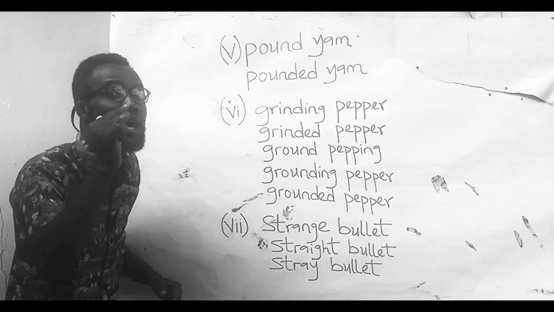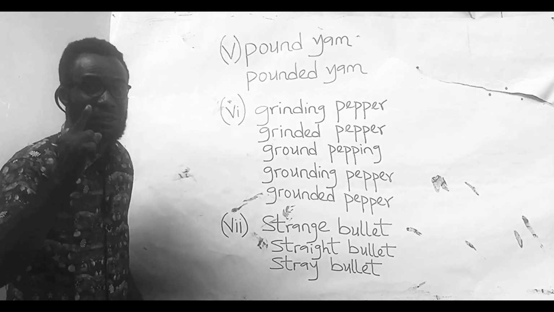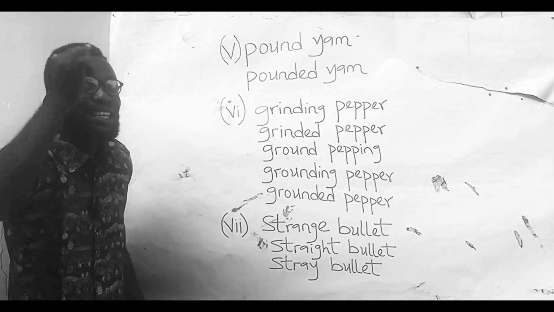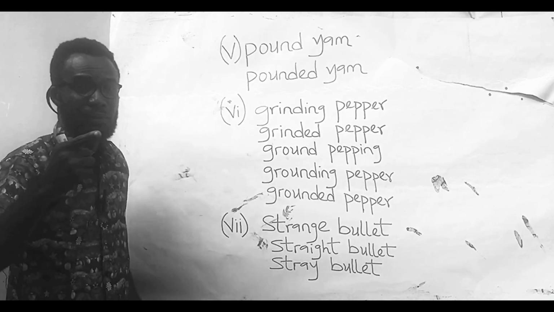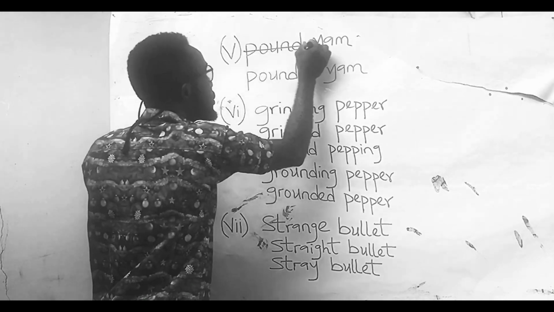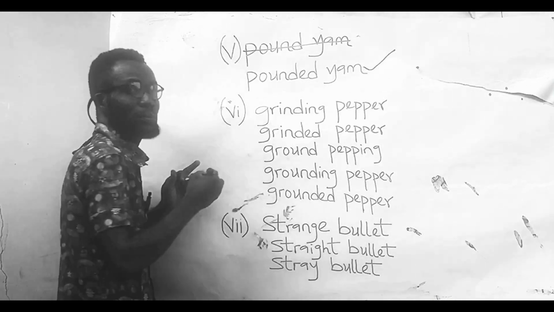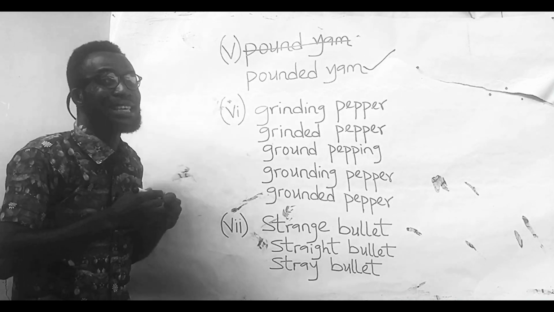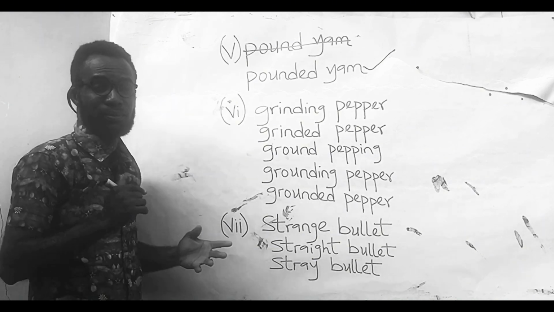Let us move on. Yam that has been crushed by hitting it repeatedly. I say it again. Yam that has been crushed by hitting it repeatedly is not called pound yam. This is very wrong. It is actually called pounded yam. Pounded yam means yam that has been crushed by hitting it repeatedly.